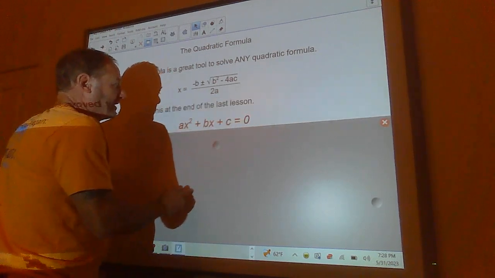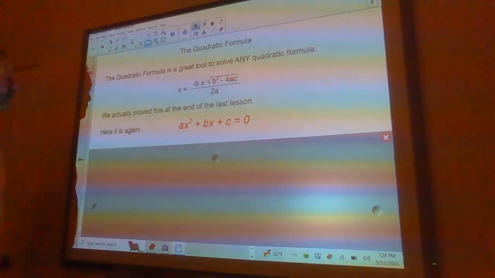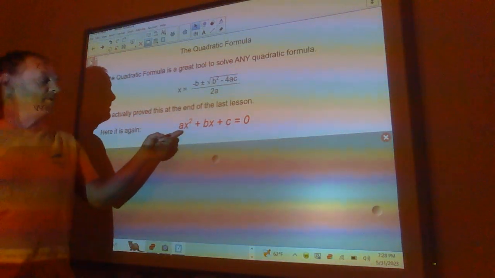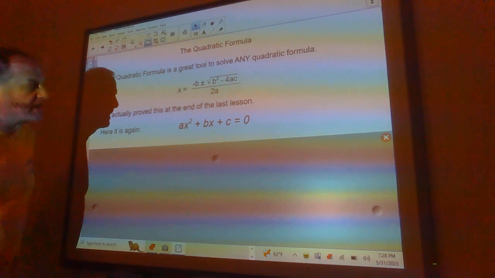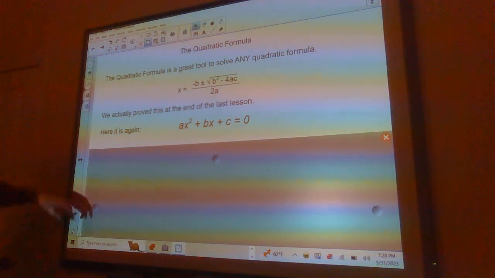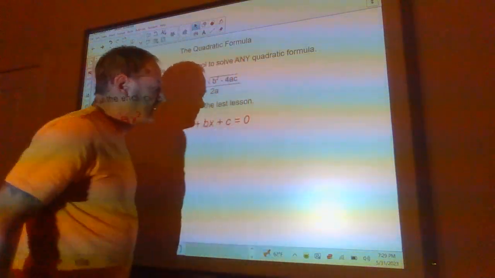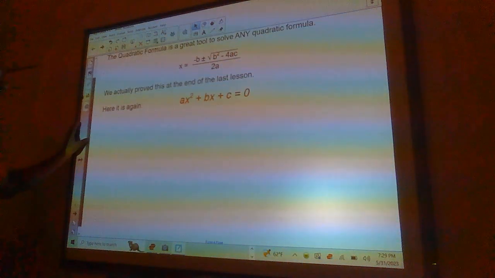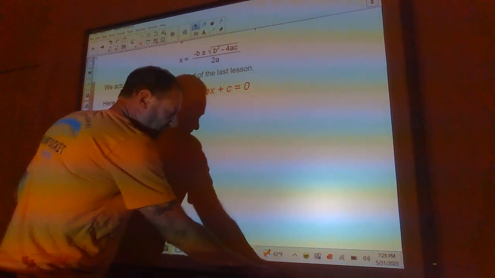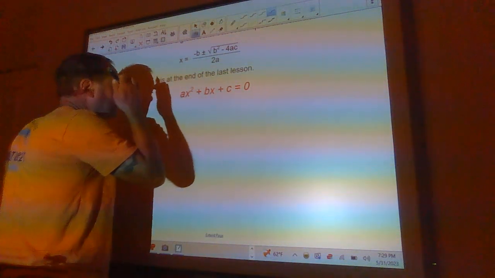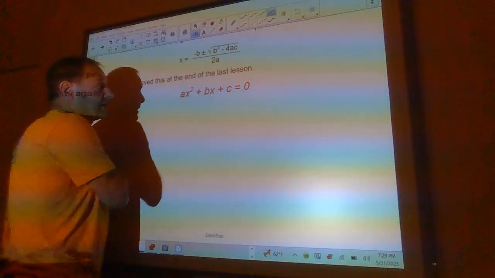And that comes when an equation is written in standard form like this: ax squared plus bx plus c equals 0. Okay, so we actually proved that in our last lesson, but let's go through it again. Okay, it's worthwhile to do. So this is my quadratic equation. Okay, I want to complete the square.